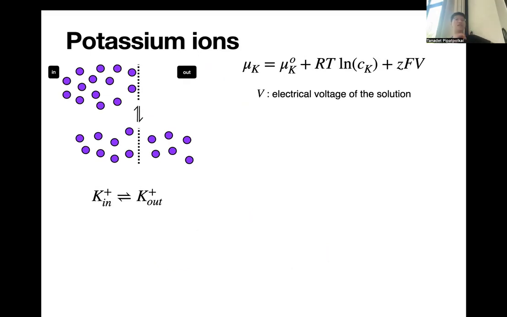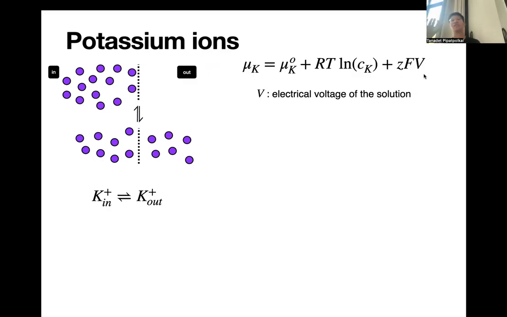Now, thinking back to the same process, we have potassium inside in dynamic equilibrium with potassium outside. The chemical potential of potassium, instead of being defined by just mu naught plus RT ln C as in the previous case with glycerol, now has a new term, ZFV, where V is the electrical voltage of a solution, so it's the electrical term. We have this because potassium is charged.